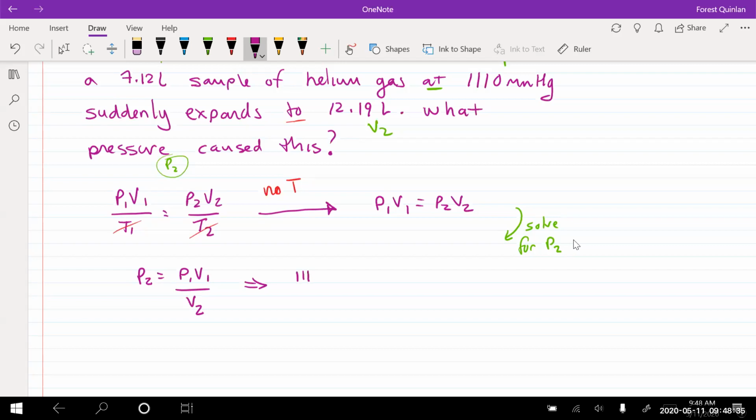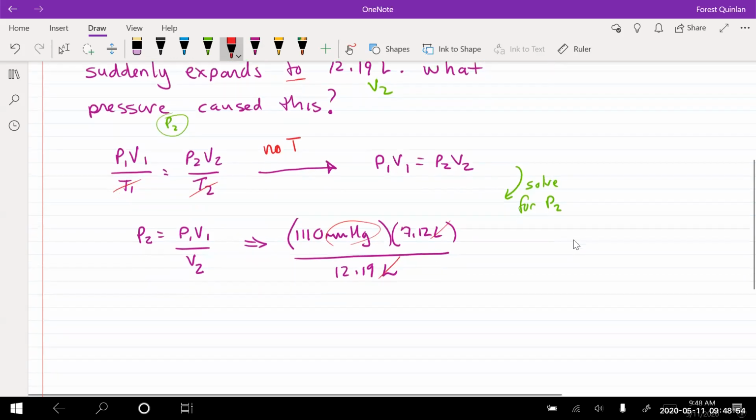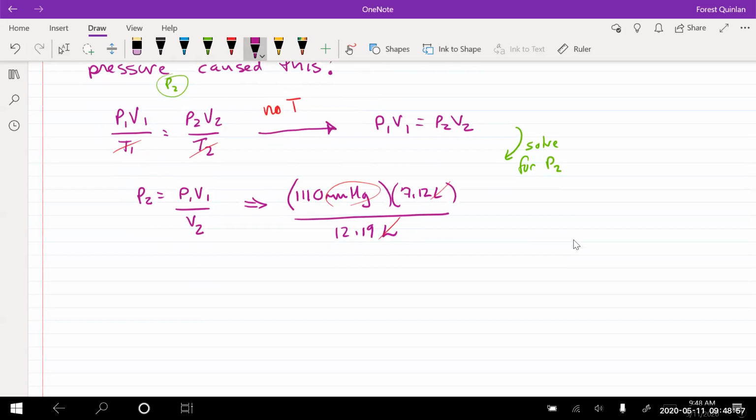So P1 was 1110 millimeters of mercury. V1 was 7.12 liters. And V2 was 12.19 liters. Notice that our liters cancel out and we're left with a pressure like we want. And since I completely made this up, Martucci is going to tell me that that pressure is 648.3. All right. Went down like expected.